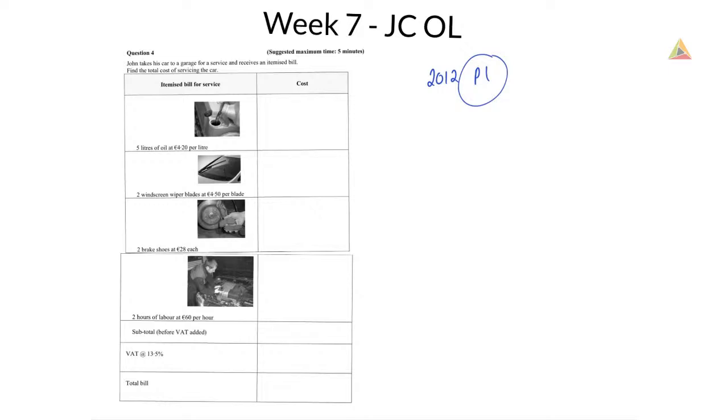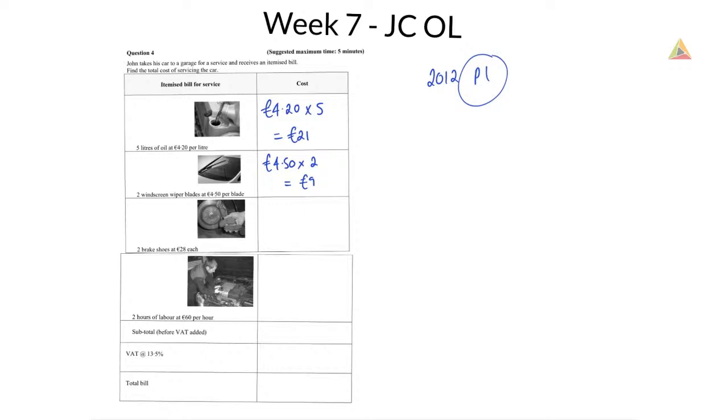Okay, so first of all, they put oil in it. So 5 litres of oil at €4.20 per litre. So that's going to be €4.20 multiplied by 5 because you have 5 litres. So if you put that into the calculator, you will get €21. 2 windscreen wiper blades at €4.50 per blade. So €4.50 per blade, and you have 2. So you multiply that by 2 and you will get €9.